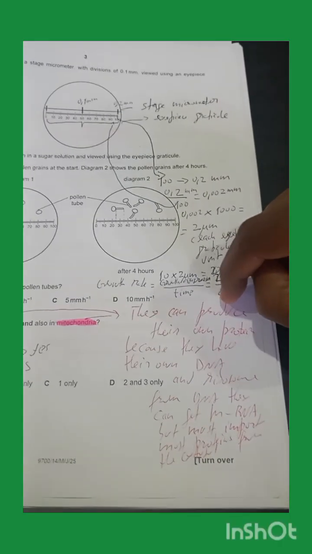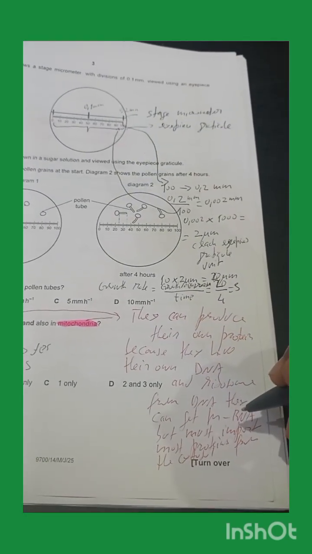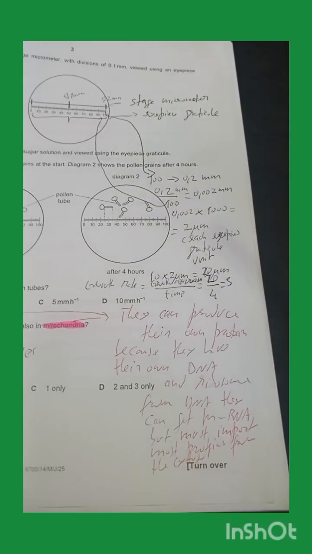I have a side note here. They can produce their own proteins because they have their own DNA and ribosomes. From DNA they get their messenger RNA, but most importantly, you have to understand that most proteins actually come from the cytosol, from the cytoplasm.